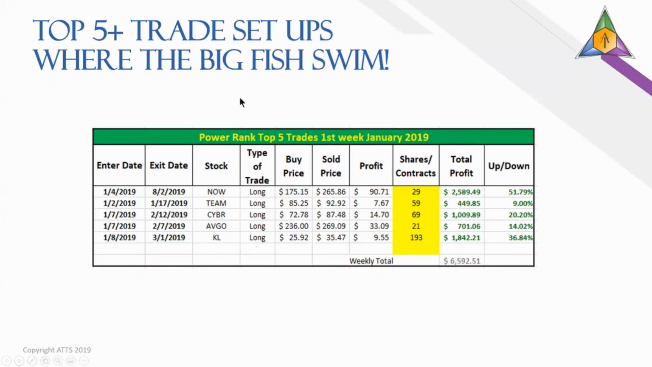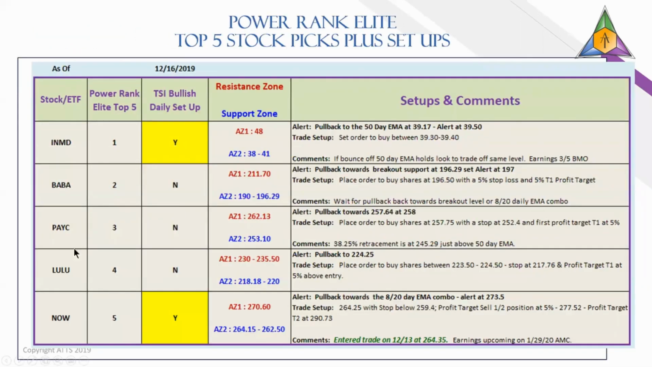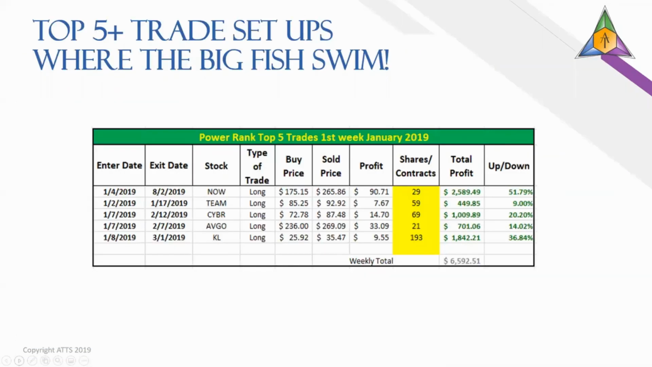Lastly, if you want to see a little bit about how this is done, this is our Power Rank top 5 trades for the first week of January 2019. Guess what? Now was on the list back then too. What oftentimes happens is we will get several stocks that will hang around on this strongest top 5 list for quite some time, and we want to be in the trade. We get multiple setups throughout the year. As you can see, had a really strong move on Now, and we were able to hang with that trade from January through August.